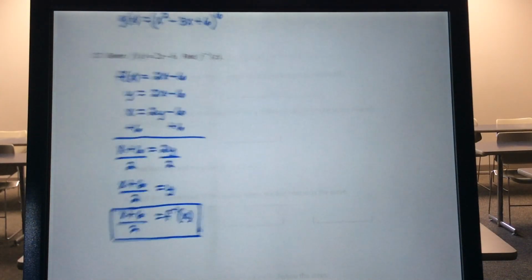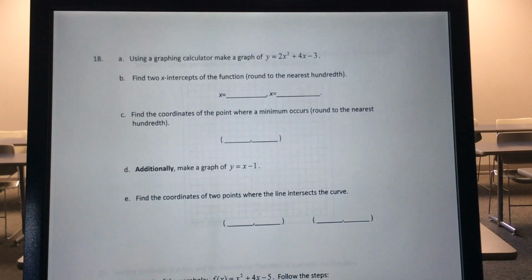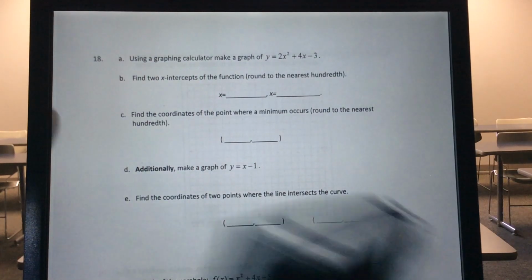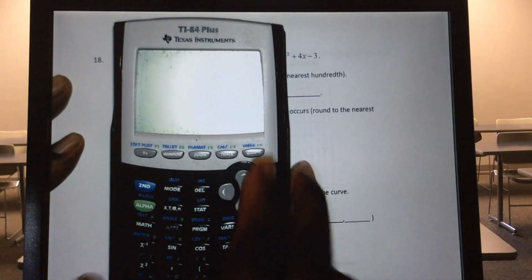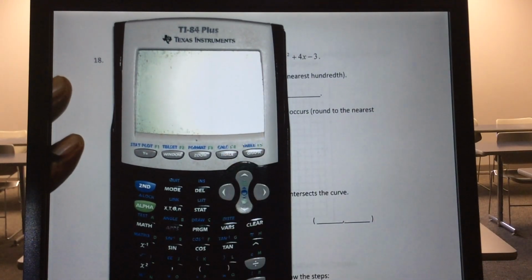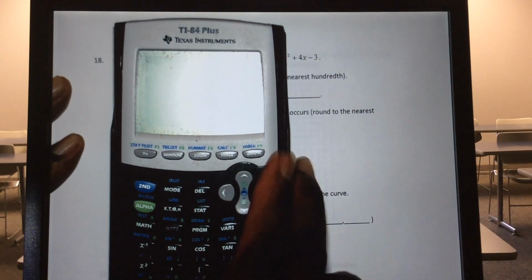All right, now problem number 18. Here, this is where we use our graphing calculator to do this particular problem. In number 18, you are to use your graphing calculator to make a graph of y equals 2x squared plus 4x minus 3. Okay, so here's my graphing calculator. Clear this junk out.